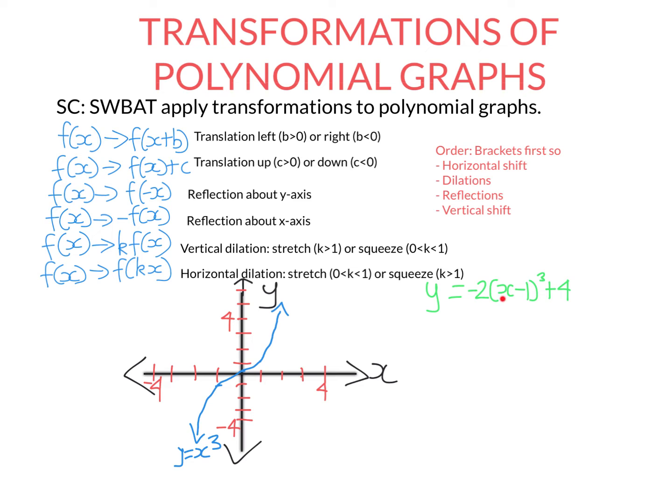So in the brackets is horizontal shift. We'll do that first. Then dilations and reflections, because we're multiplying a number out the front here. Multiplication comes after brackets and addition comes last. So we will do the vertical shift last.